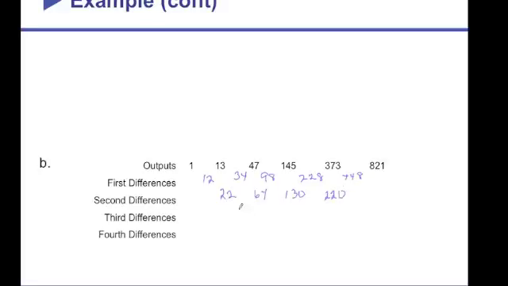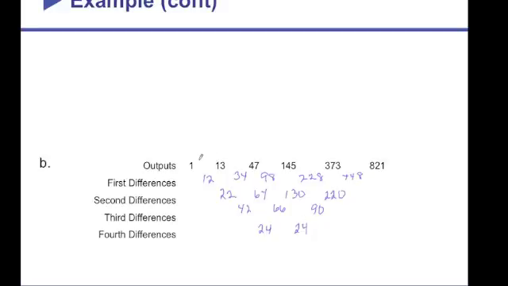From 22 to 64, we'll go up 42. This will be a jump of 66. This will be a jump of 90. Those were our third differences, not the same yet. Our fourth differences, from 42 to 66 is 24, and from 66 to 90 is 24 again.